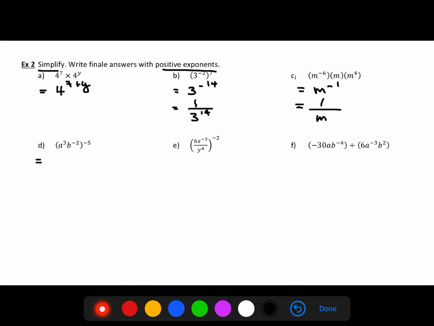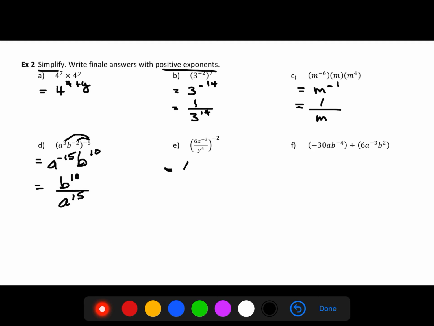Part D, we're going to multiply our exponents. Remember, we're going to take that negative 5 to all the exponents inside the brackets. So we're going to get a to the negative 15, b to the power of 10. We don't want a negative exponent in our final answer, so that a to the negative 15 is going to flip to the bottom. It's still one term. So b to the power of 10 stays on top, and a to the power of negative 15 flips to the bottom where it becomes a positive 15.